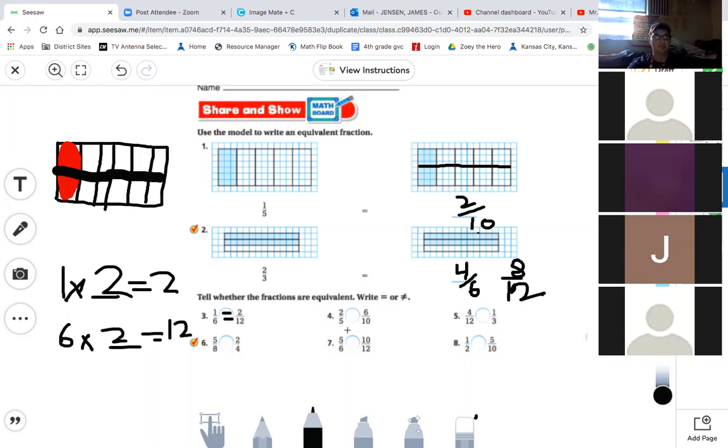What about this one? 2/5 and 6/10. Let's see if they're equivalent. What times 2 equals 6, Lexi?